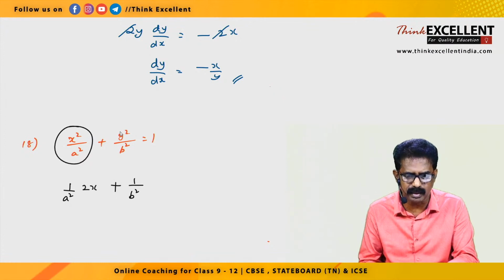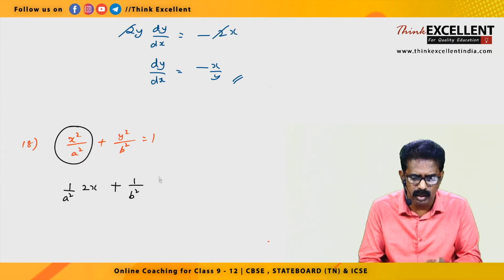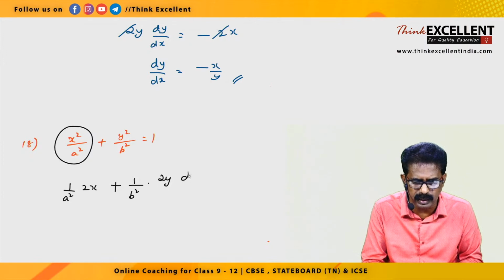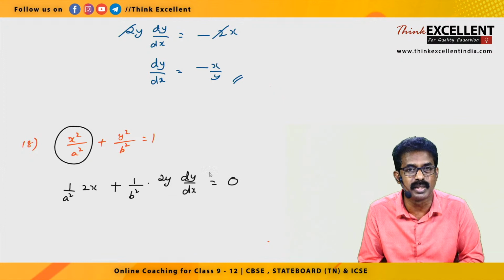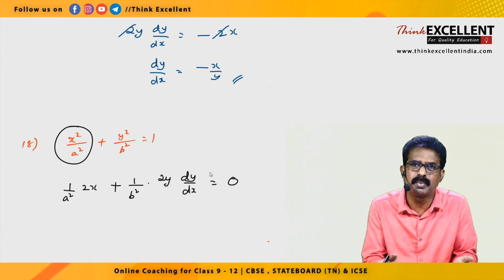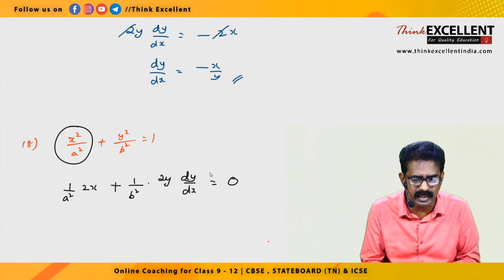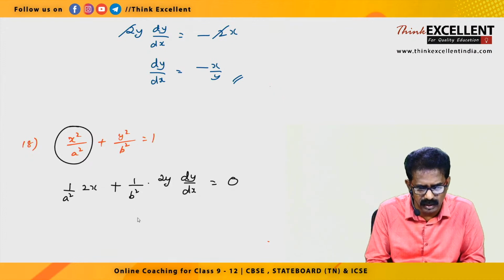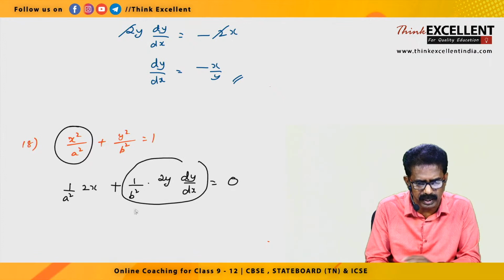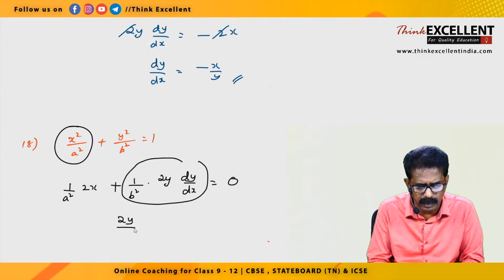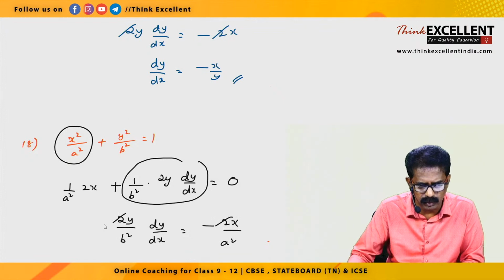Similarly in the second term also, 1 by b square is a constant, write it as it is, y square derivative 2y into dy by dx, equal to the right side 1, which is a constant, its derivative 0. After that it is only algebraic work. So from this we have to find dy by dx. Okay, let's do it fast. So y dy by dx, keep this term here and take that term to the right side. So 2y by b square dy by dx equal to minus 2x by a square. We can cancel this 2 on both sides. Now only arranging is needed.